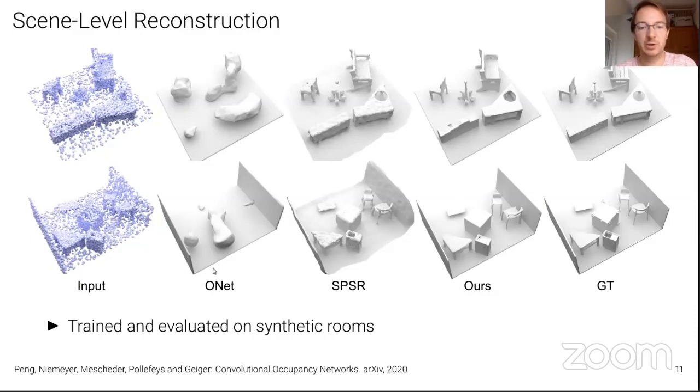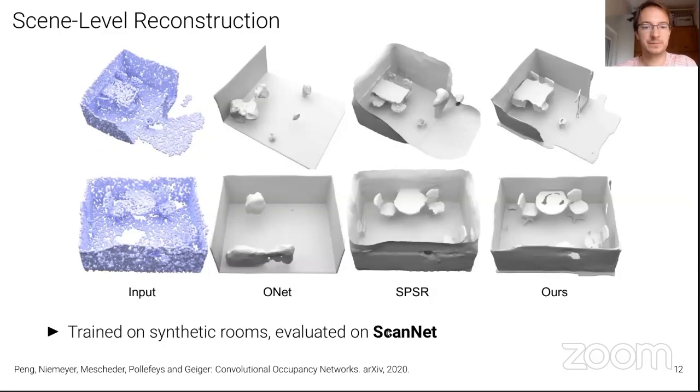As you can see, Occupancy Network produces smooth results but fails to recover the details. Poisson surface reconstruction leads to very noisy results, and our method leads to nice and smooth reconstructions. Now, this was trained and evaluated on synthetic rooms from the same distribution, but we can also take this model trained on synthetic rooms and evaluate it on the ScanNet dataset. And this is what we did here.